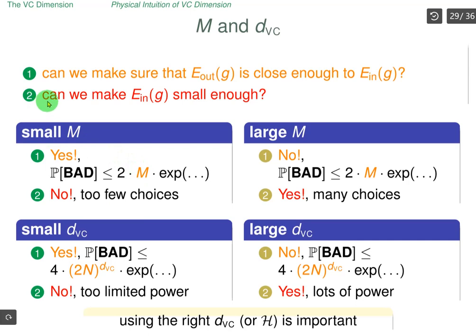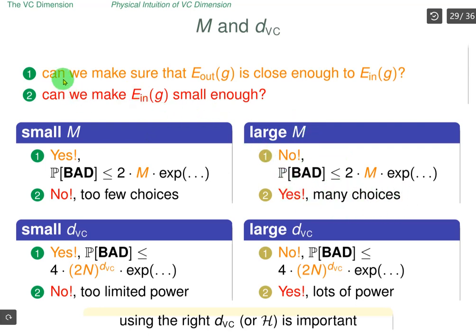And for the second question, can we make sure in-sample error is small enough? No, because we have too few, a limited set of hypotheses. When M is large, we cannot make sure the out-of-sample error is close to in-sample error because the right-hand side is big. The probability of a bad event is big. Yes, we can make sure that in-sample error approaches 0. Why? Because our hypothesis set consists of a big number of hypotheses, right? So we have a lot of choices.